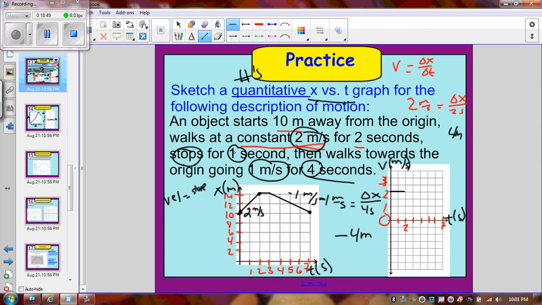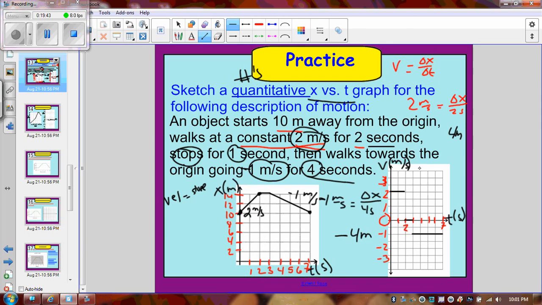Next, we're told the object stops for 1 second. Well, that means for the next 1 second, the object is going at a constant 0 meters per second. So I'm going to put a flat line right here. Finally, we are told that the object then walks towards the origin going 1 meter per second. And we know in reality that's a negative 1 meter per second because the object is going towards the origin. So, because we know that the velocity is negative 1 meter per second, I'm going to go ahead and draw my intervals down here, negative 1, negative 2, negative 3. Remember, you've got to keep everything evenly spaced. And so I'm going to draw a line at negative 1 meter per second for that last 4 seconds.